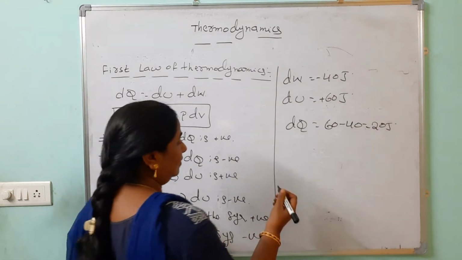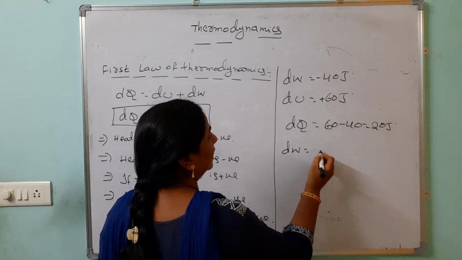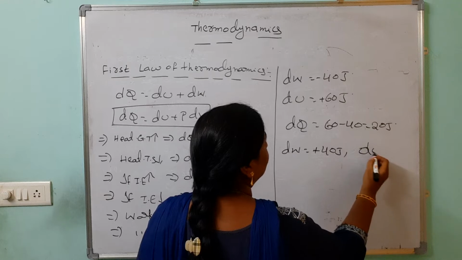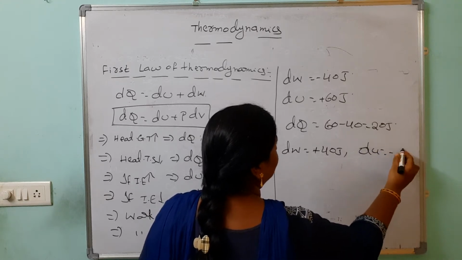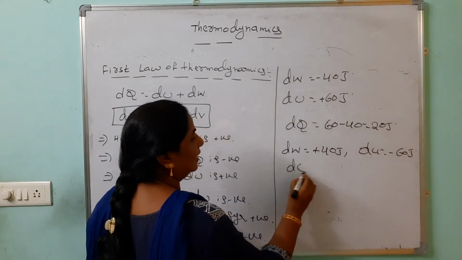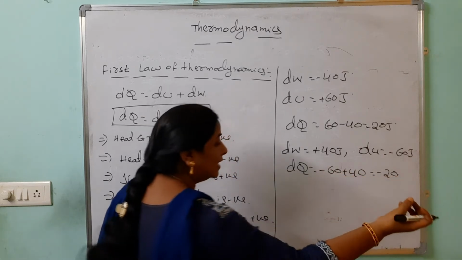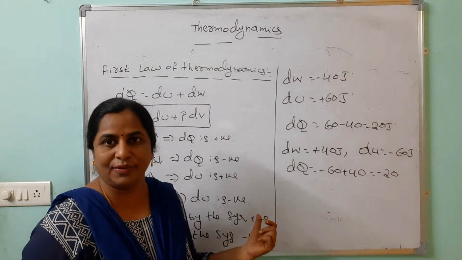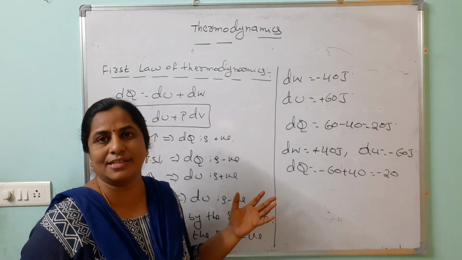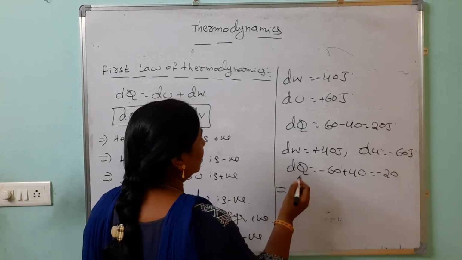Not only this one, take work done by the system. Work done by the system means positive 40 joules. Internal energy decreases, meaning minus 60 joules. Then how to find the heat? Heat equals minus 60 plus 40, how much? This is minus 20, meaning heat is extracted from the system. Like that we can understand. So based on the sign convention, we have to do the simplifications from the first law of thermodynamics.